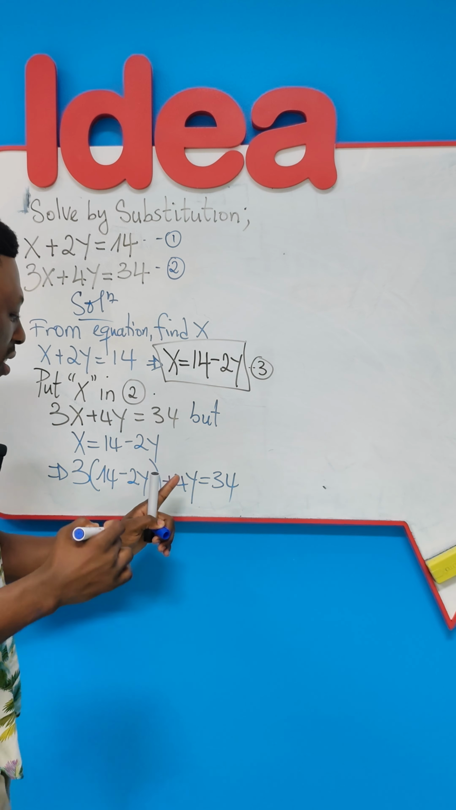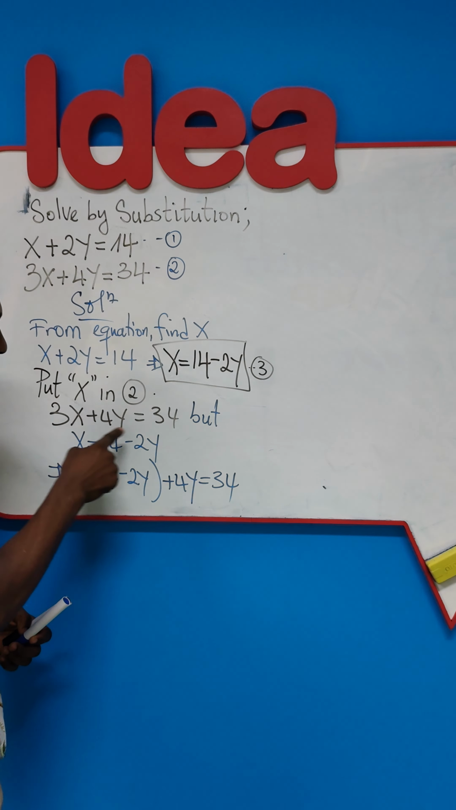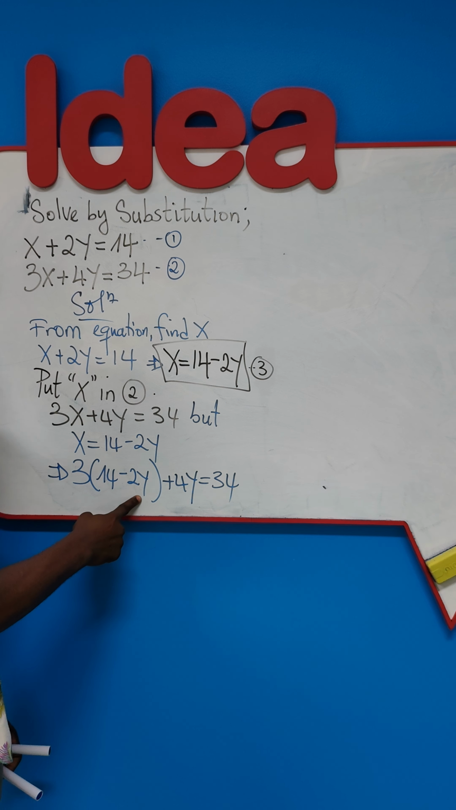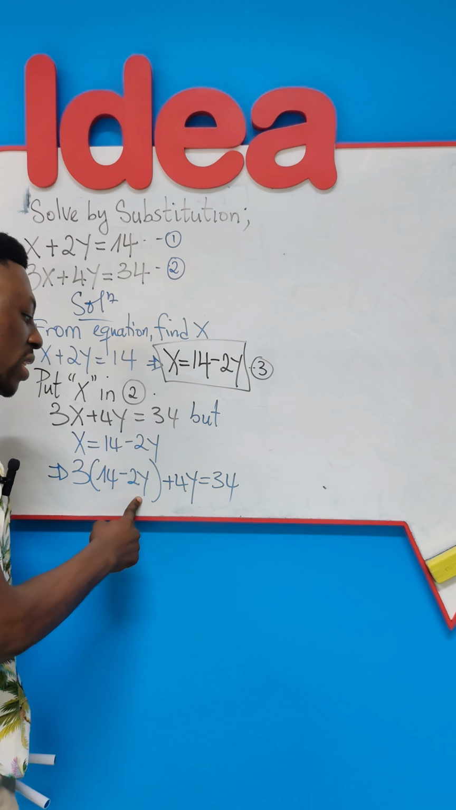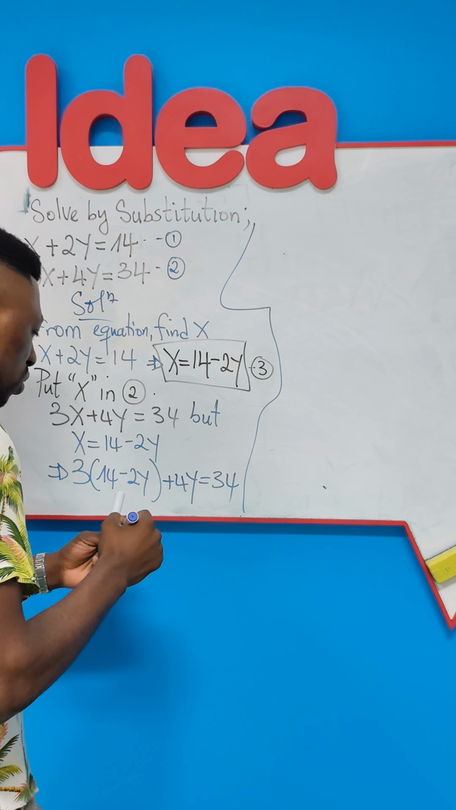Now notice that in this equation, equation 2, where we have substituted x by its value, we have only one variable this time around. We have only y, okay? So it's much easier to solve it this way because you're left with just one variable.